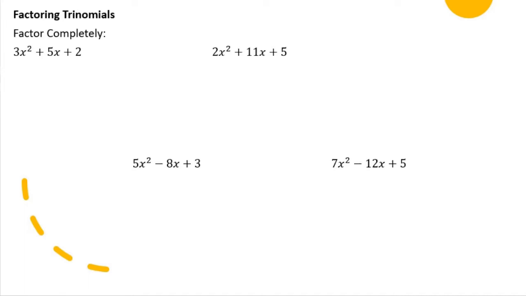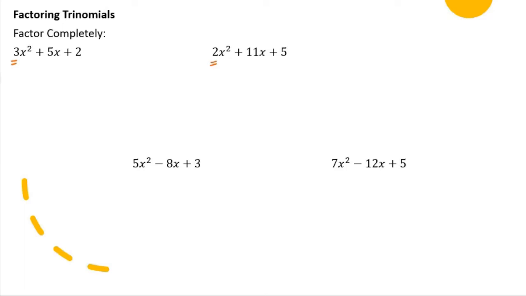So these are getting into what I call the trickier trinomials. The 4 questions on this page are different from the questions on the previous slide in one major way. The coefficient for x squared, in this case, for all 4 questions, is no longer 1. So the strategy has to be a little bit different.